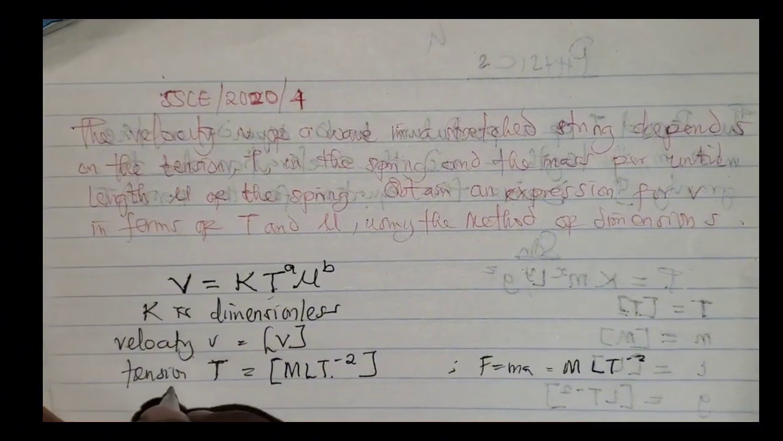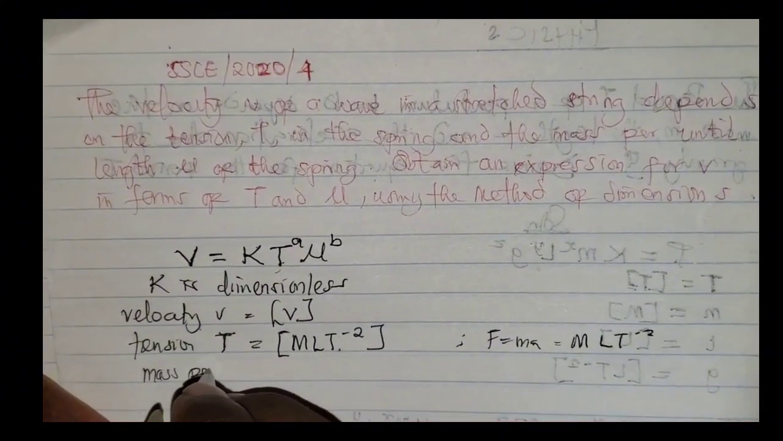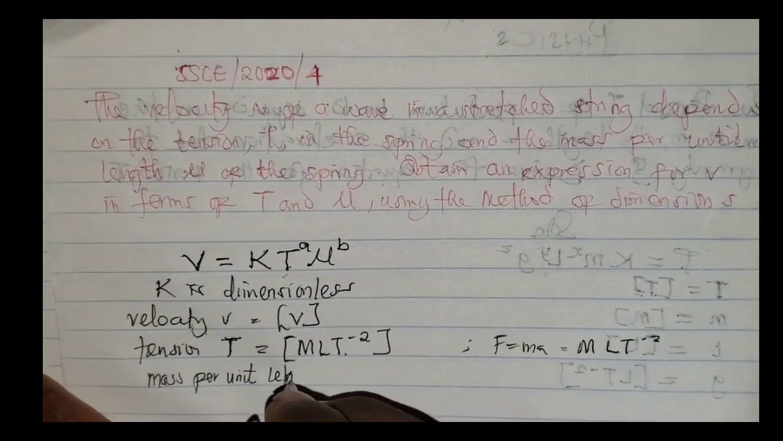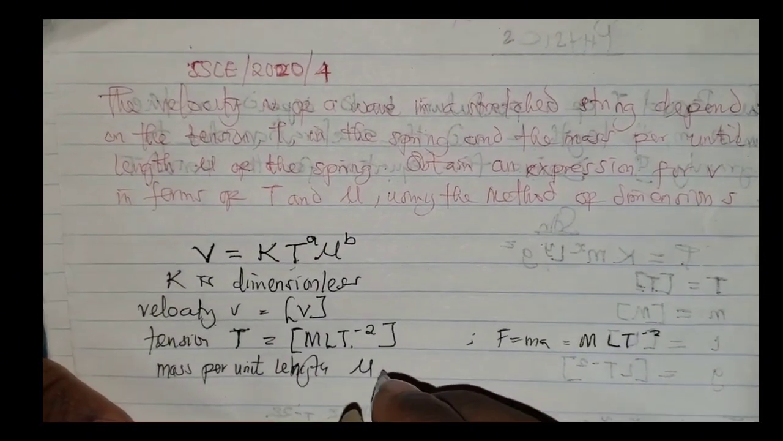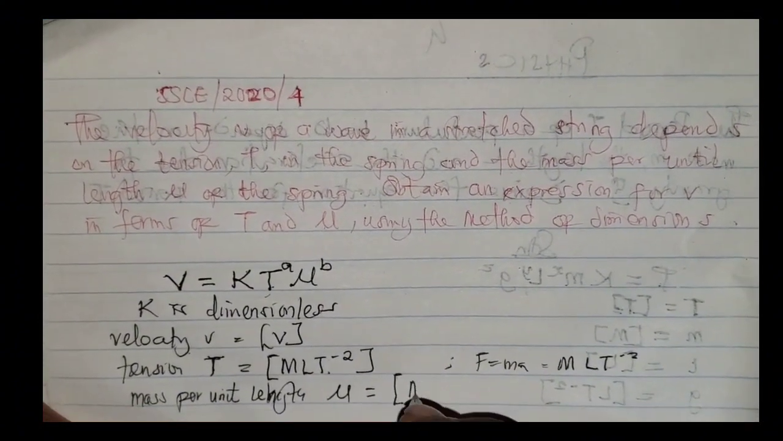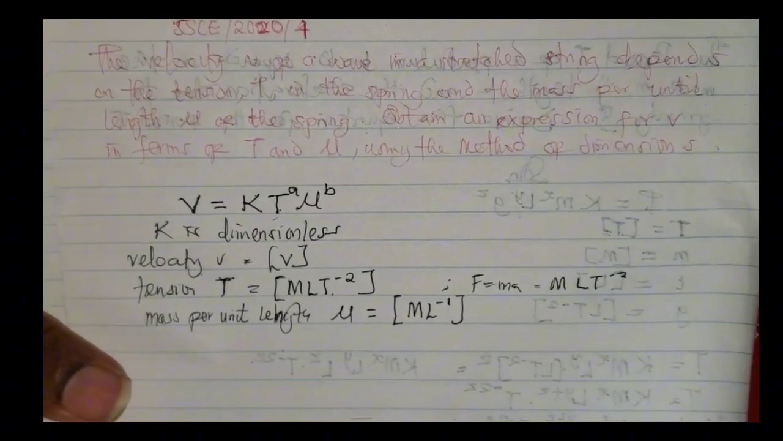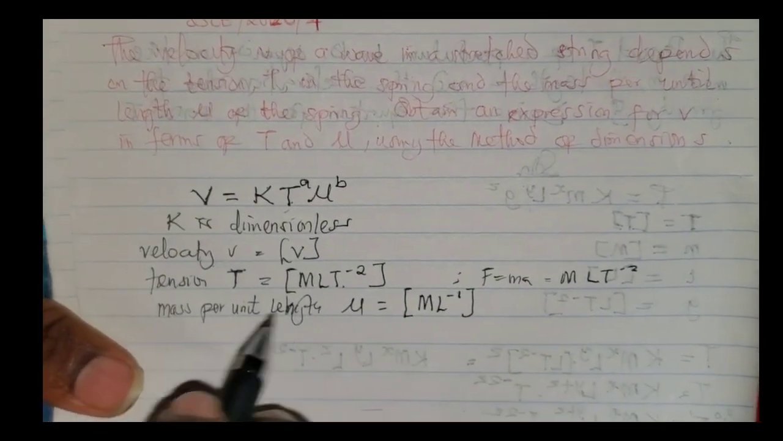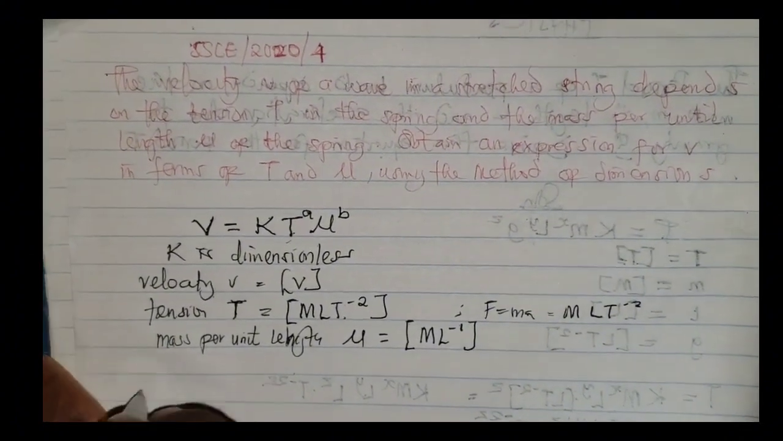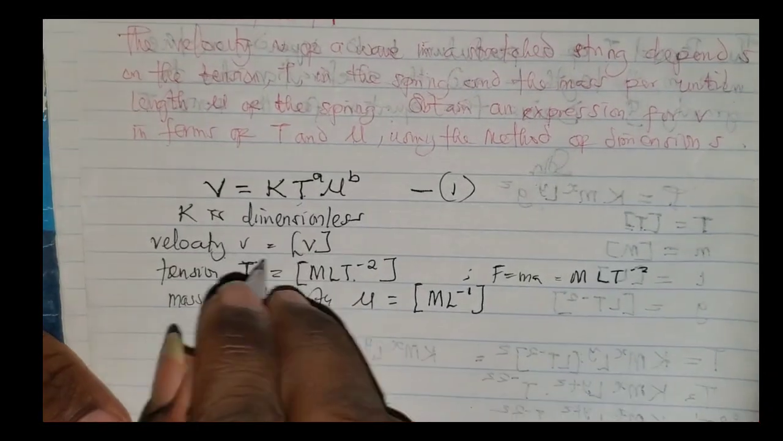Now, we also have mass per unit length. That's mu, from the words mass per unit length, so its dimension is ML^-1. These are the dimensions for each of these parameters. Then we put them into the equation, let's say equation 1.